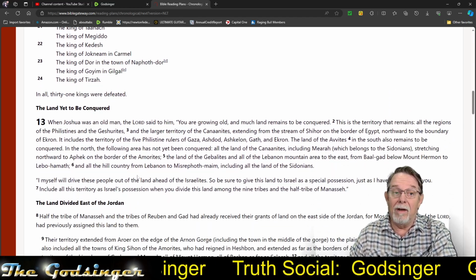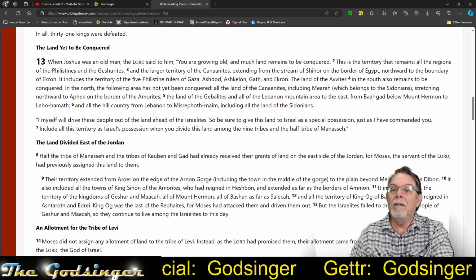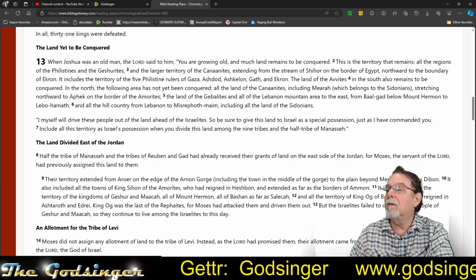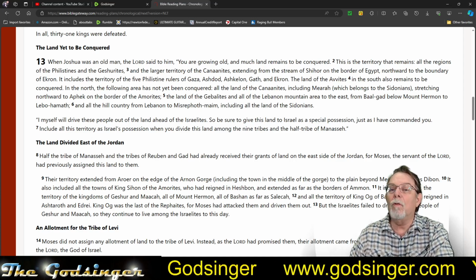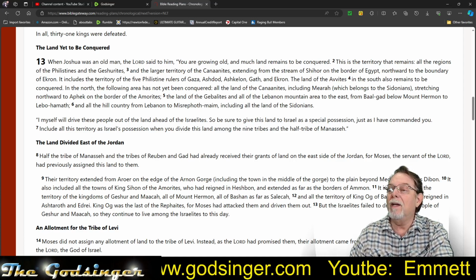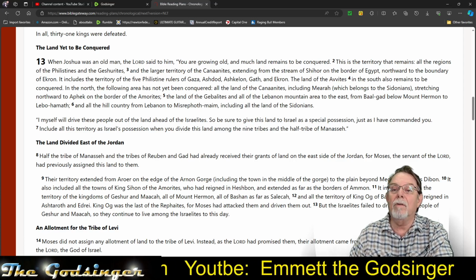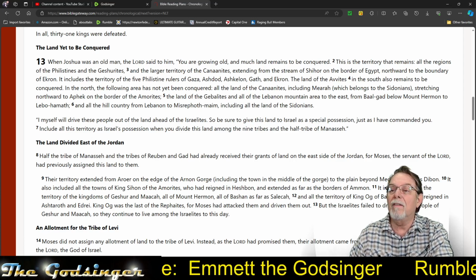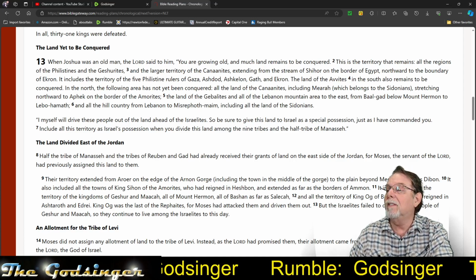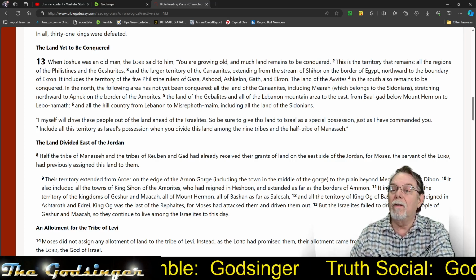The land yet to be conquered. When Joshua was an old man, the Lord said to him, "You are growing old, and much land remains to be conquered. This is the territory that remains: all the regions of the Philistines and the Geshurites, and the larger territory of the Canaanites, extending from the stream of Shihor to the border of Egypt, northward to the boundary of Ekron. It includes the territory of the 5 Philistine rulers of Gaza, Ashdod, Ashkelon, Gath, and Ekron. The land of the Avvites in the south also remains to be conquered. In the north, the following area has not been conquered.